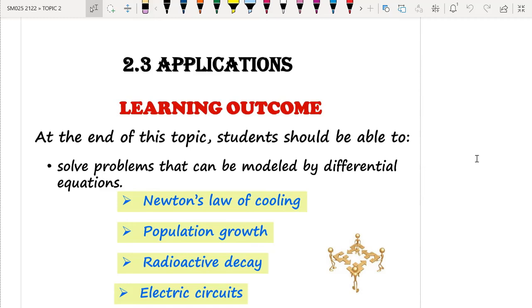In this video, we will learn how to solve applications involving differential equations. Altogether, we will learn 4 different types of application. The first 3 involve Newton's law of cooling, population growth, and radioactive decay. We will solve these by using the separable variable method. And for the last one, electric circuit, we will solve this by using the integrating factor method. So let's check one by one.